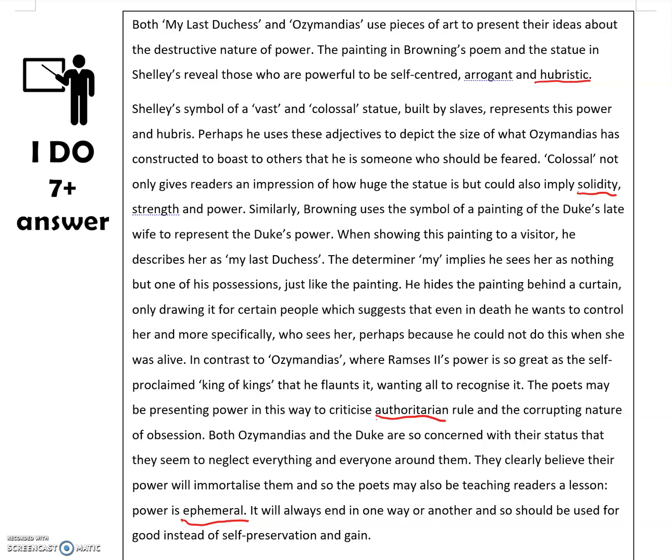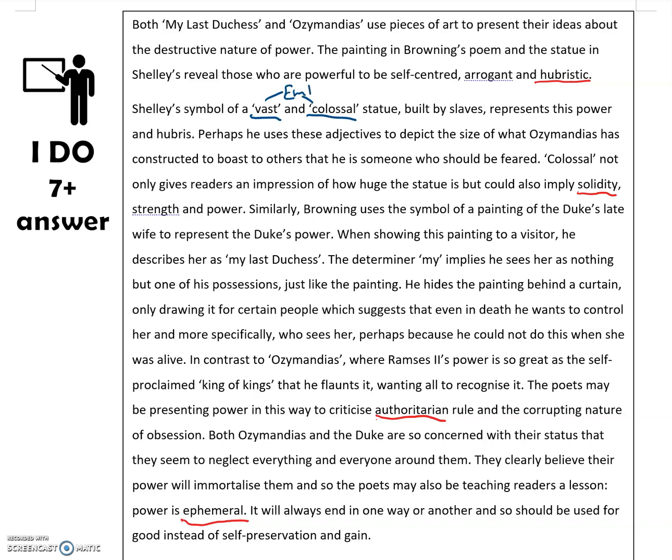Now, I've just noticed that there is a space between this and the next line. It's not two different paragraphs, it's the same paragraph. And just look at the type of vocabulary used here. You don't need to be using a list of 3 every time, but just think about the vocabulary that you are using. Now, in our point over here, Shelley, symbol of a vast and colossal statue. So we've got a clear point, but there are embedded quotations as well.